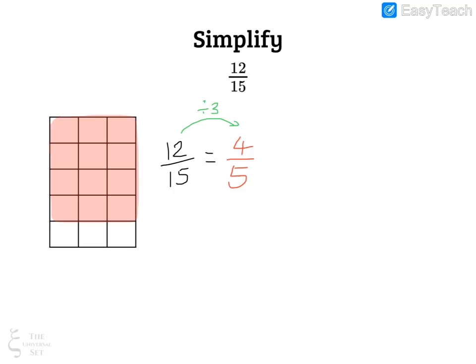I could do the same on the bottom. I could say, right, how many 3's make 15? What do I get if I divide 15 by 3? And the answer is 5. So 12 divided by 3, I get 4. 15 divided by 3, I get 5. So these fractions are equivalent fractions, and this is the simplest one. I've simplified the fraction all the way down, so 4/5 is the same as 12/15ths, but this is the simplest one, so I've simplified the fraction. Let's try another.